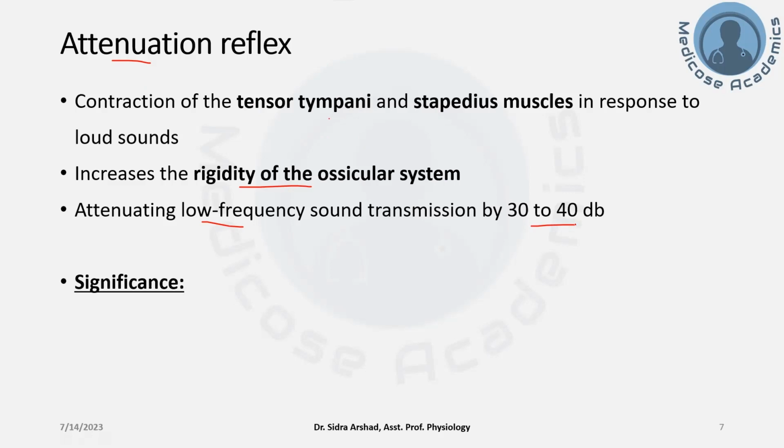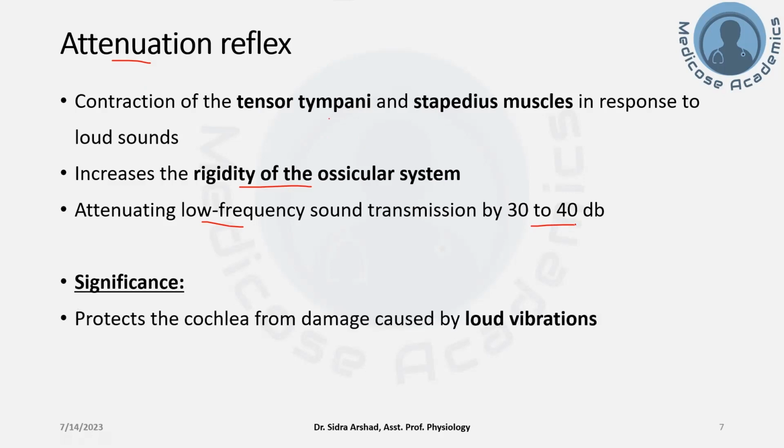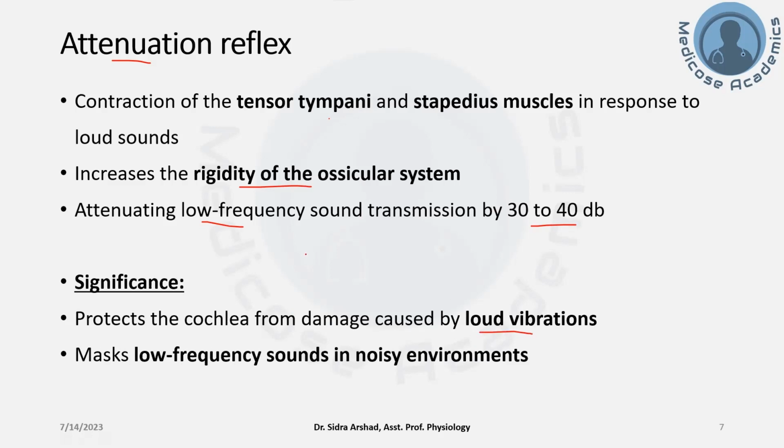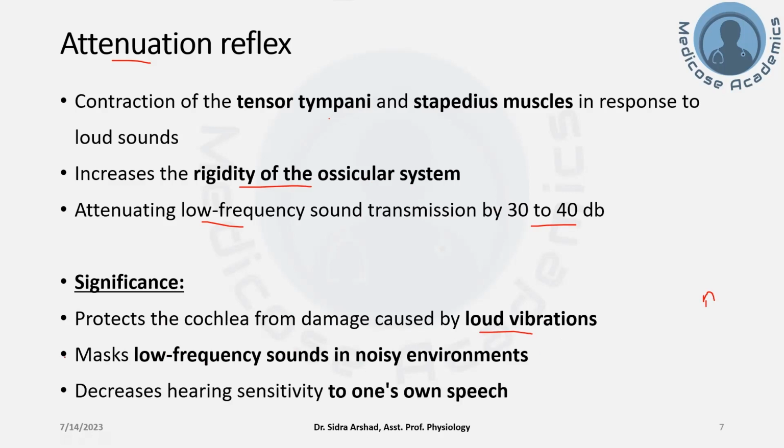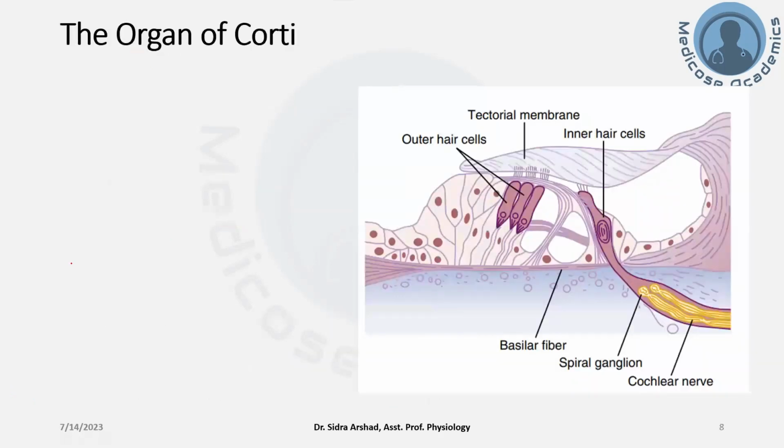The significance of this attenuation reflex is that it protects the cochlea from damage caused by loud sounds. It also helps mask low frequency sounds in noisy environments. So if there is a lot of background noise of high amplitude and low frequency, these sounds will not be transmitted as the ossicular system becomes rigid. It also decreases hearing sensitivity to one's own speech. So this is the significance of the attenuation reflex.